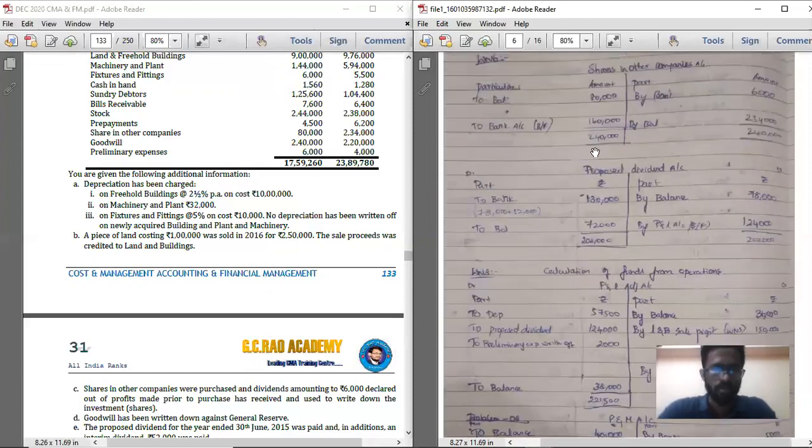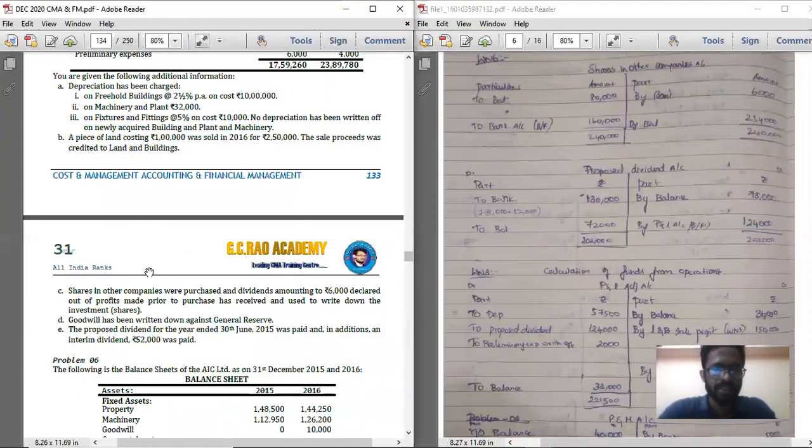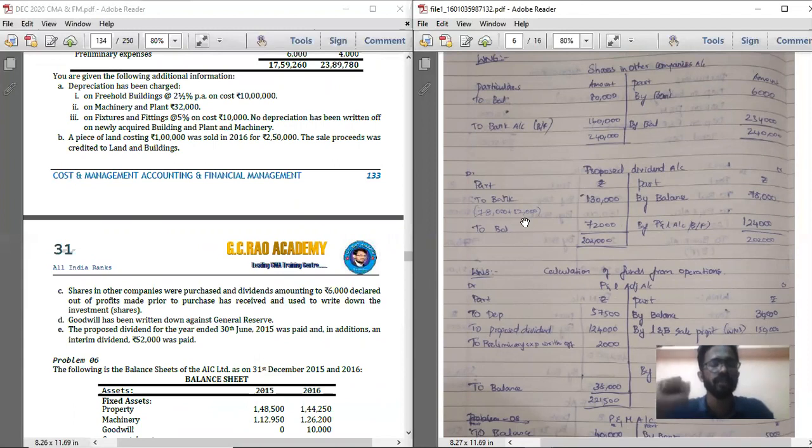See, they have given an adjustment for shares in other companies, that is 6,000 dividend received, but it belongs to the pre-acquisition dividend. Before acquisition of those shares the dividend had been proposed, but after acquisition of the shares they distributed that dividend, and because of that we have received it, so it is nothing but pre-acquisition dividend.